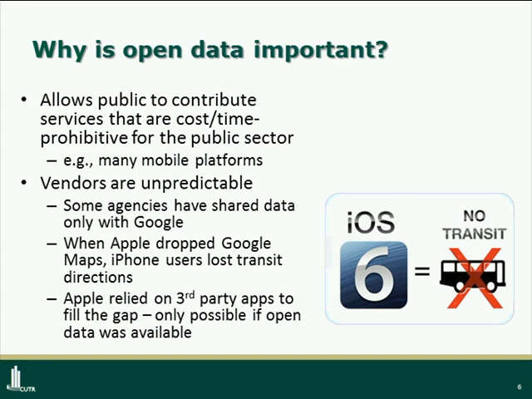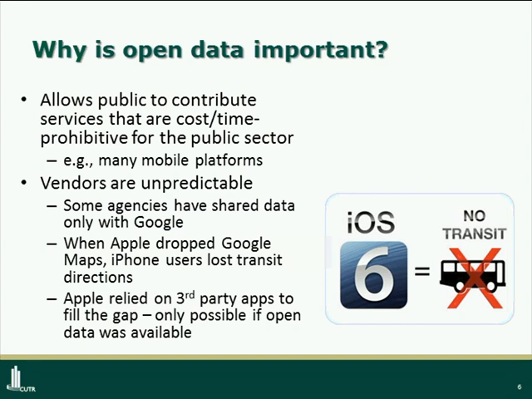A good example of that is when Apple dropped Google Maps from its latest iPhone and iOS operating system, iOS 6. When that happened, because Google Transit was part of the Google Maps application, iPhone users lost public transit directions in their native mapping app for about 2.5 months. They just didn't have an option to access public transportation directions. And Apple openly stated that they didn't intend to create a transit directions application themselves, and they were relying on third-party apps to fill that gap.